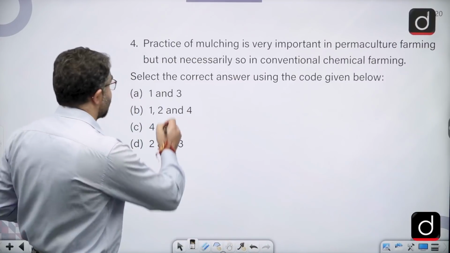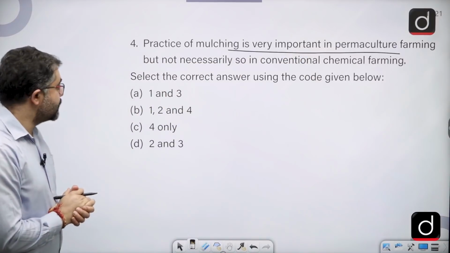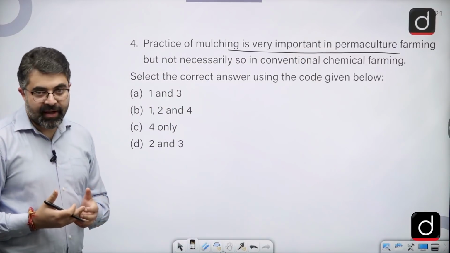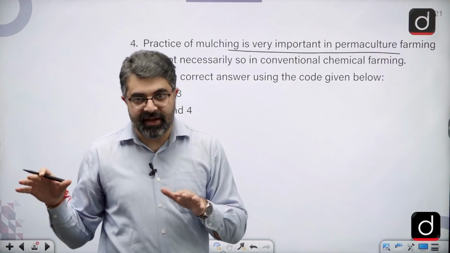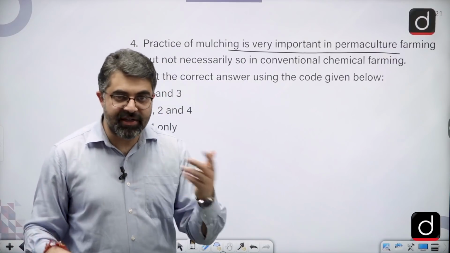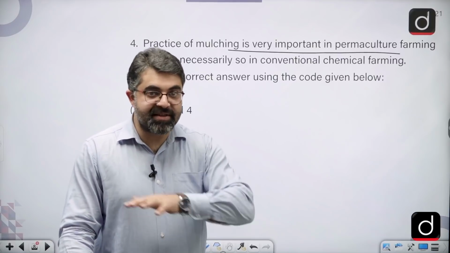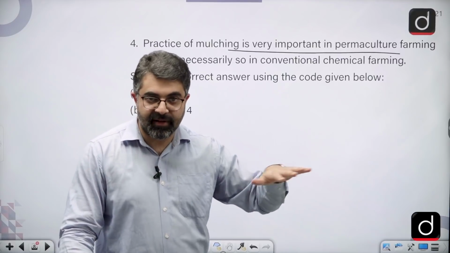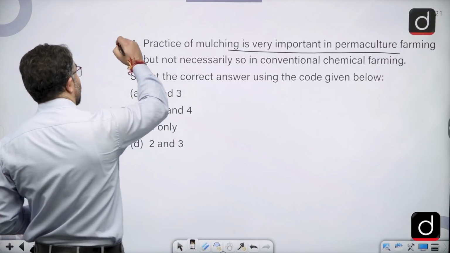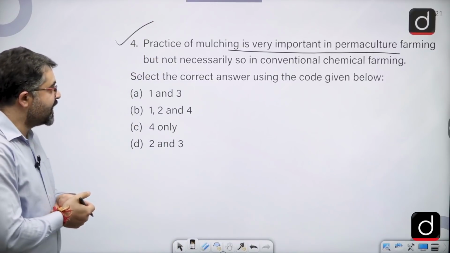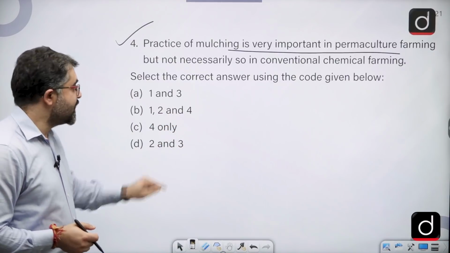So in permanent agriculture, the practice of mulching is very important, and not necessarily so in conventional agriculture, because we are not preserving soil moisture in conventional farming. We use irrigation and so on. But so far as permanent agriculture is concerned, the soil moisture is preserved by covering it with litter or dead leaves. So that technique is called mulching. So obviously the fourth statement is also correct. That is, the practice of mulching is very essential for permaculture.